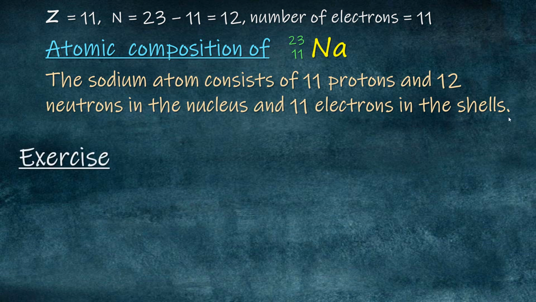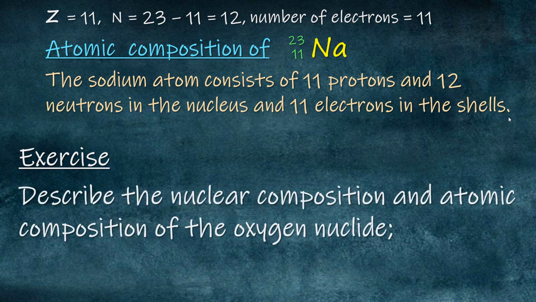An exercise for you. Surprise. Describe the nuclear composition and atomic composition of the oxygen nuclide. I'm writing it ¹⁶₈O with a big O. This is oxygen. 16 is the atomic mass. 8 is the atomic number. So describe the nuclear composition and atomic composition of the oxygen nuclide. Please, you can pause here and do the question before you proceed.